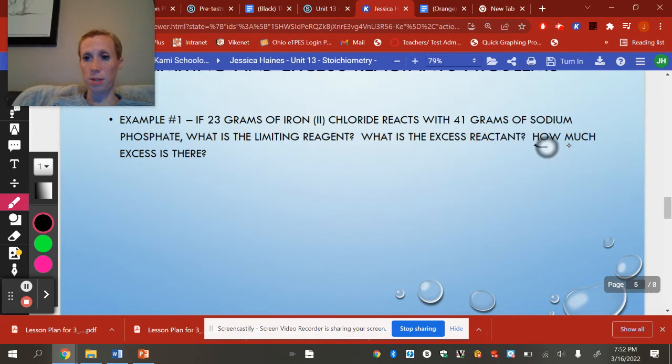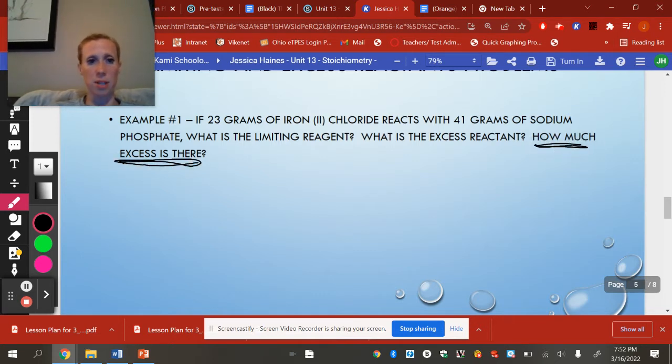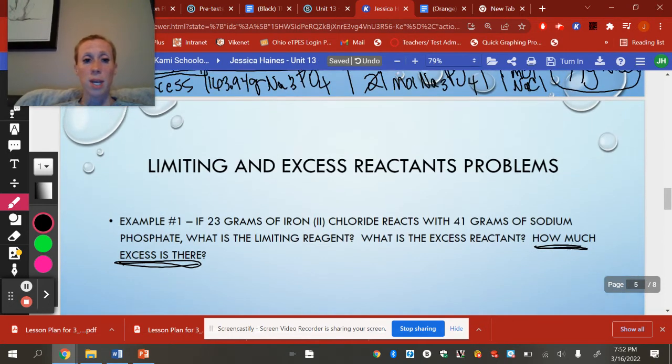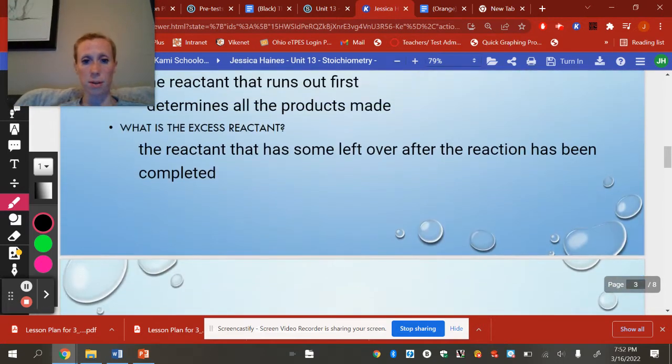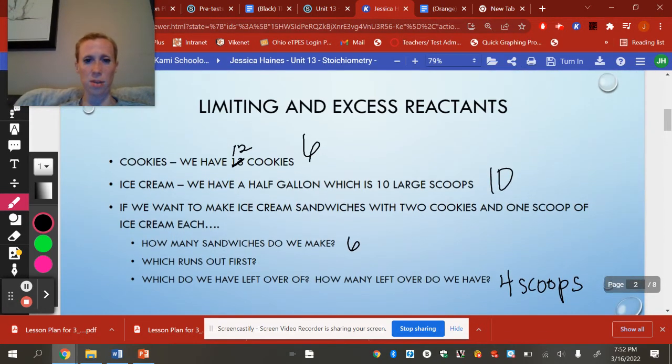All right, so here we go. Here's the next one. How much excess is there? I just lied to you. It does ask you that. And I want you to see all the different types of problems. So if we're not going to use up all 41 grams of sodium phosphate, not all 41 is going to be used up. So we're going to use up some of it in the reaction, not all of it though, and there's going to be some left over, just like up here. I keep referring back to this because I think it makes sense. So we're not going to use all 10 scoops of ice cream to make our 6 sandwiches.